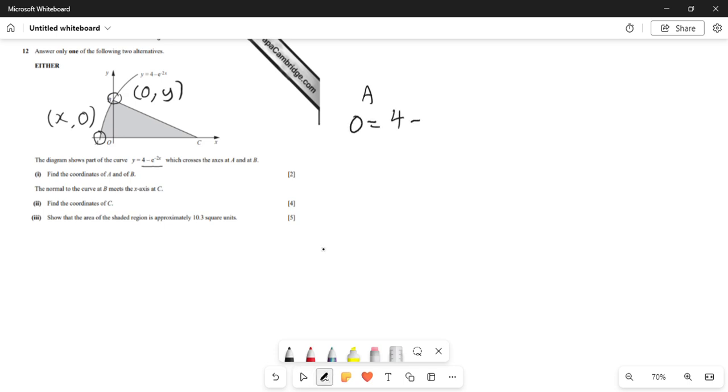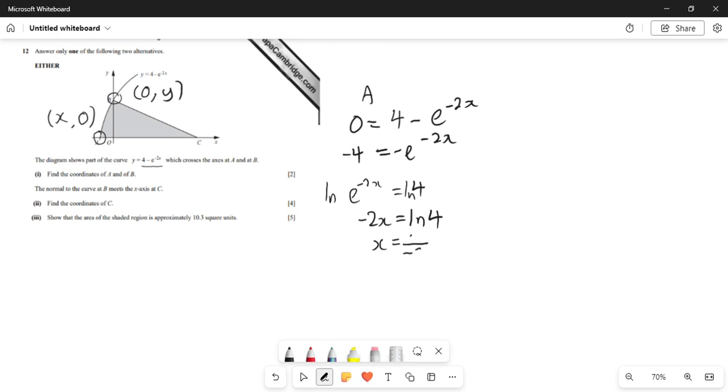So to find the coordinate A, I'm going to substitute 0 into the equation. So 0 equals this. So you solve the equation. Negative 4 equals negative e to the negative 2x. So you will have e to the negative 2x equals 4. So negative 2x equals ln 4, because I ln both sides. And then x equals 1 over negative 2 times ln 4. Or I can simplify this into negative 1 over 2 times 2 ln 2, because ln 4 I can rewrite as ln 2 squared, which can be simplified to 2 ln 2.